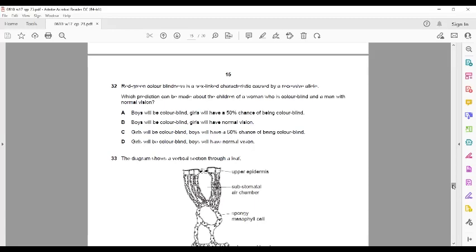Question number 32, red-green color blindness. Red-green color blindness is a sex-linked characteristic caused by a recessive allele. Sex-linked means that you can find it on the X chromosome. Which prediction can be made about the children of a woman who is colorblind and a man with normal vision?